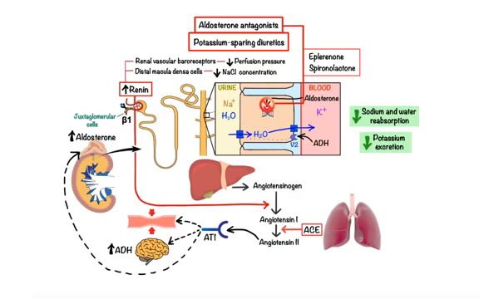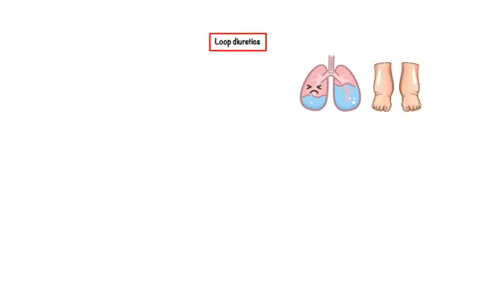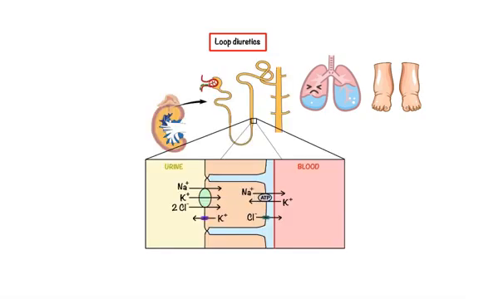Now, although aldosterone antagonists have been shown to lower blood pressure and exert some diuretic effect, in order to alleviate symptoms of volume overload, a more potent class of drugs called loop diuretics is needed. So the primary use of loop diuretics is to relieve symptoms associated with pulmonary congestion and peripheral edema. Loop diuretics achieve this by inhibiting the luminal sodium-potassium-chloride cotransporter located in the thick ascending limb of the loop of Henle, where about 20 to 30% of the filtered sodium is managed.